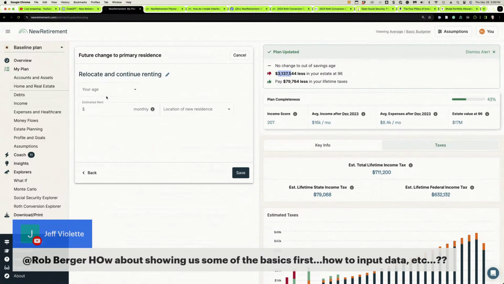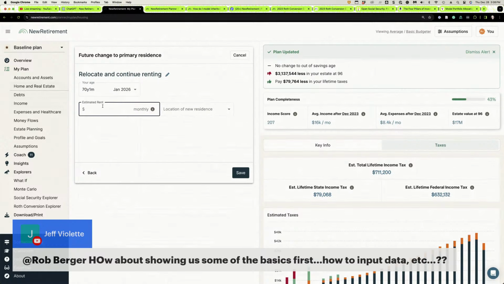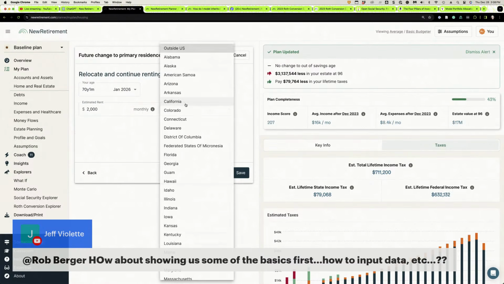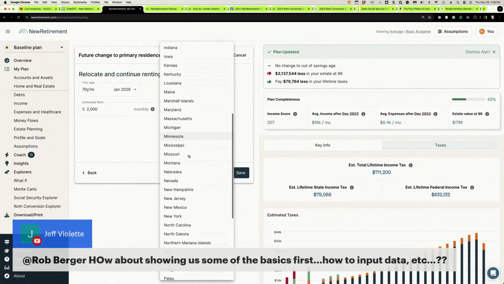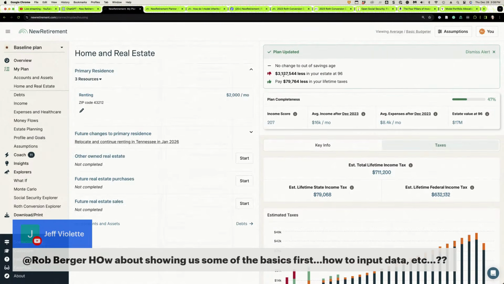Let's relocate. I'm going to relocate at age 70. Estimated rent, I think this is in future dollars. No, today's dollars. We'll keep it at $2,000. And I'm going to move to Tennessee because they don't have state income tax. Yeah, look, I made $170,000.